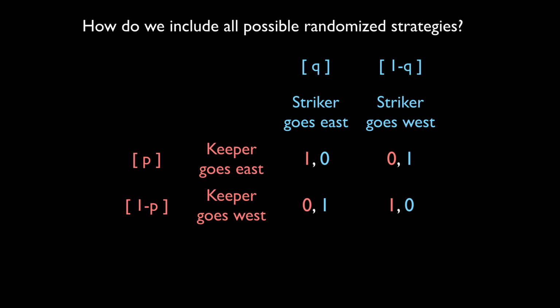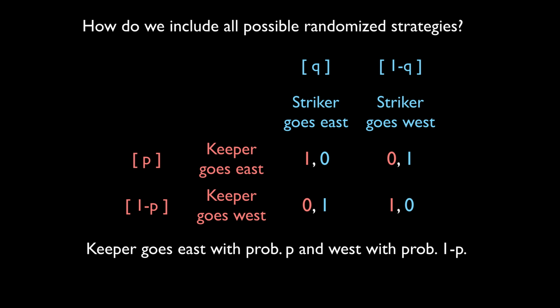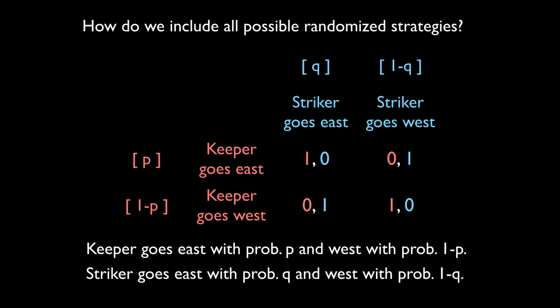Okay, and we'll basically do the same thing, but we'll let P and Q vary freely. So the keeper will go east with probability P and west with probability 1 minus P. That's what I'm doing here. The striker will go east with probability Q, west with probability 1 minus Q. That's what those little numbers mean.